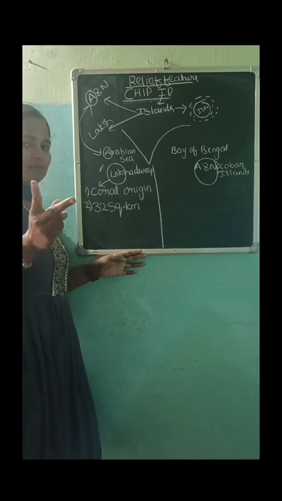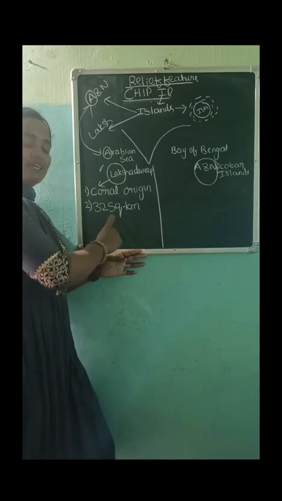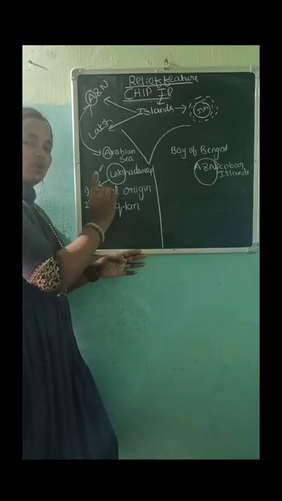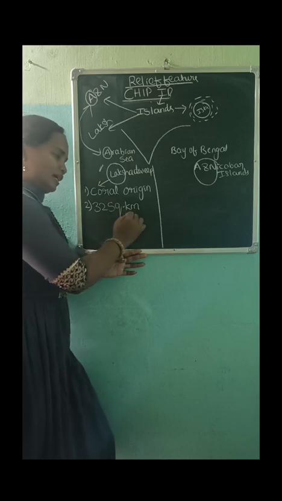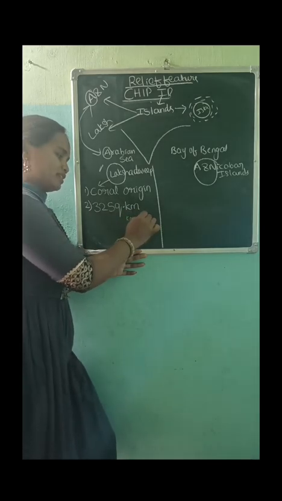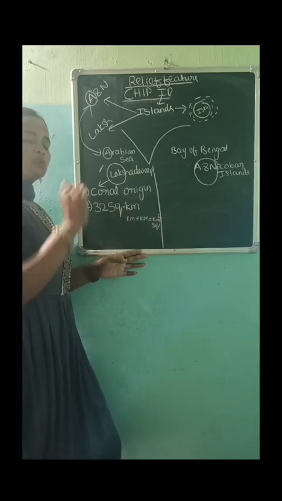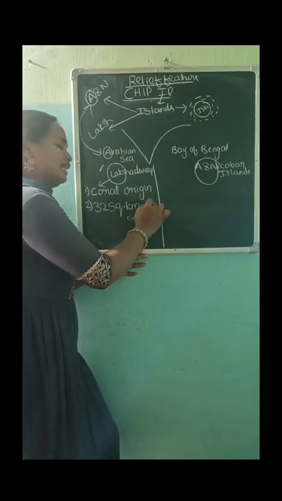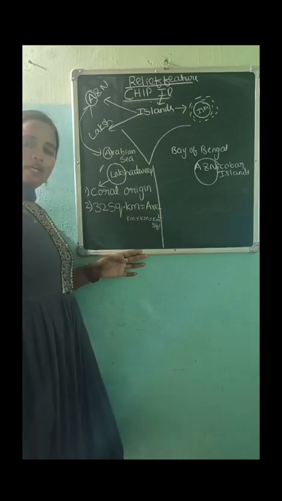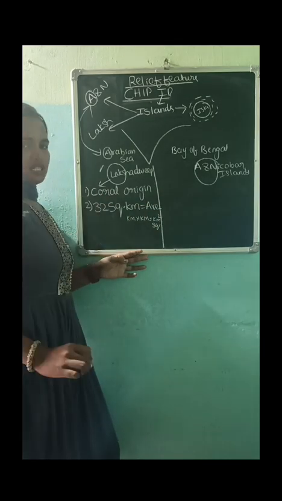Area means there will be length and breadth. Length into breadth. That means kilometer into kilometer is kilometer square. Kilometer square can be written as square kilometers. So 32 square kilometers area. Okay, that is about Lakshadweep.